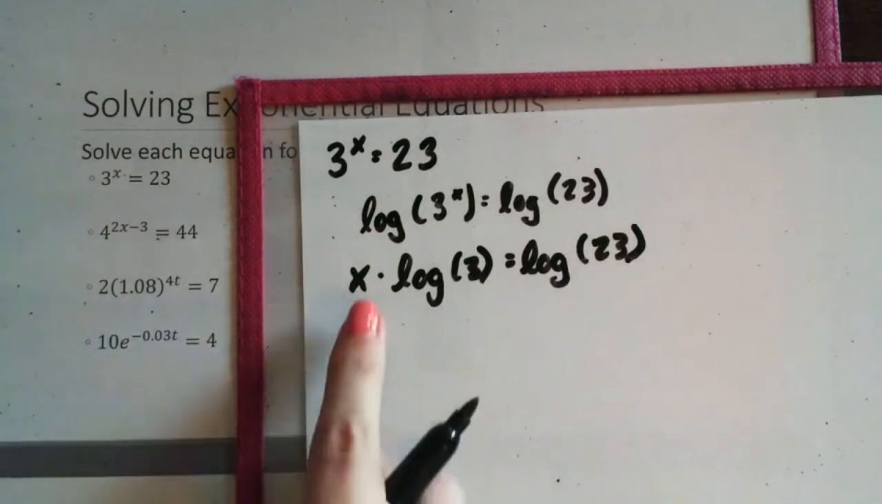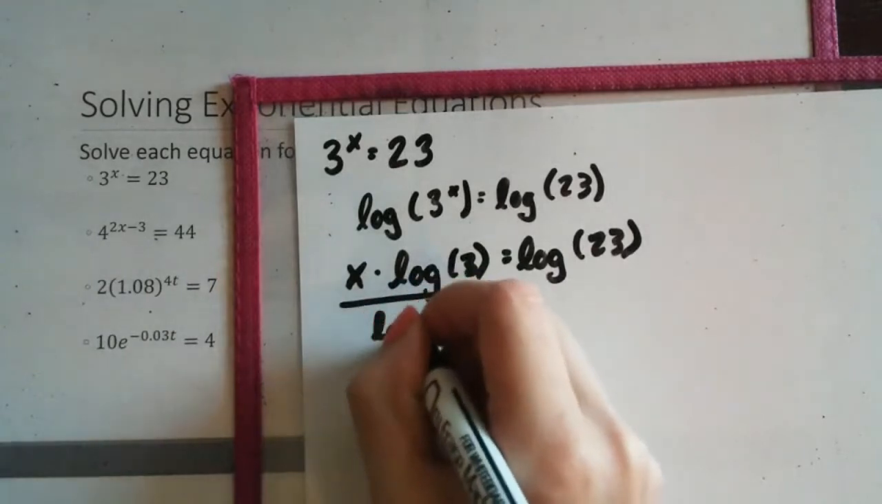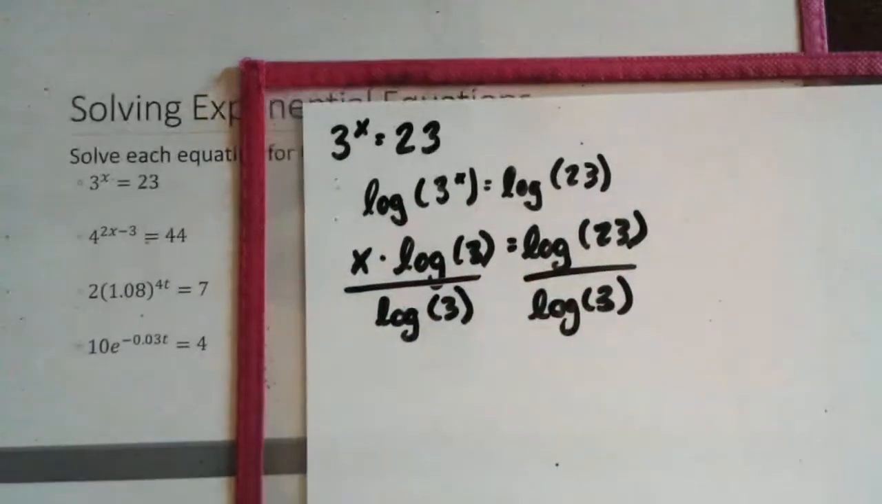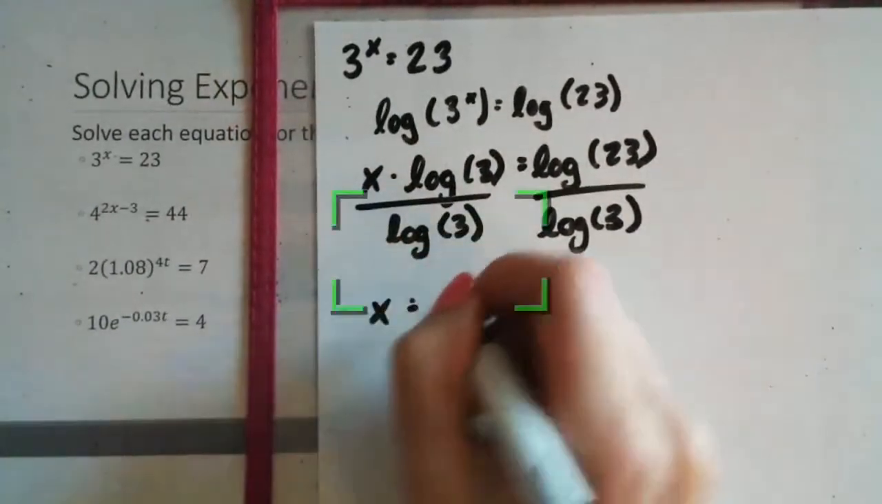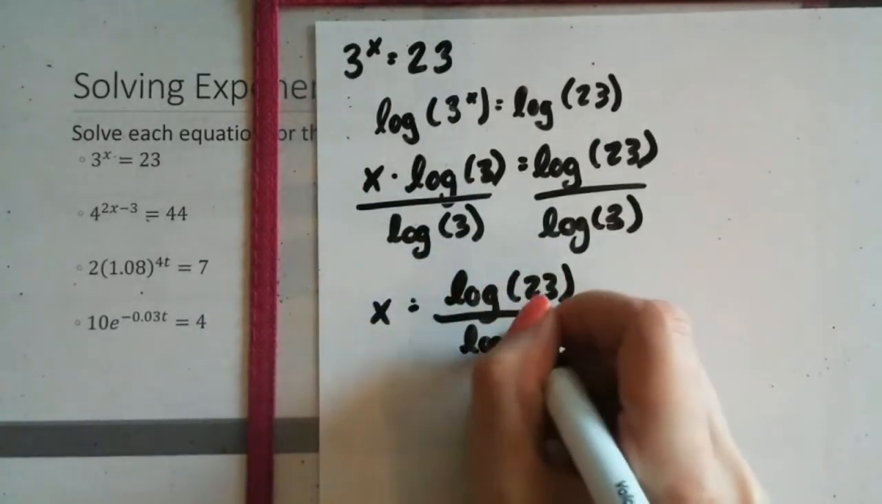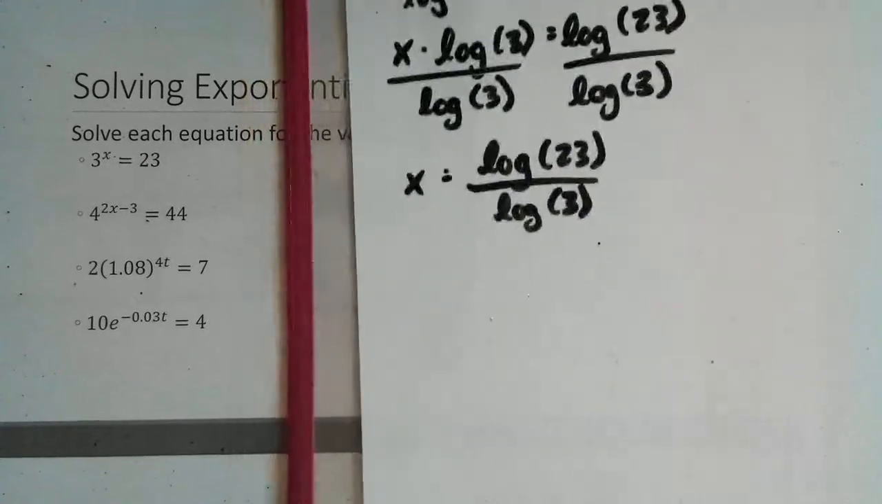I'm trying to solve for x, and right now x is multiplied by the log of 3, so to get the x by itself, I'm going to divide by the log of 3. And I have to do it on both sides so that it stays equivalent, and we get x is equal to the log of 23 over the log of 3. And that's our answer. That is what we call an exact answer because we didn't do any rounding. That is precisely what our answer is. If you wanted to type it in the calculator and get a decimal approximation, you can, but this one, no rounding, so we are spot on.